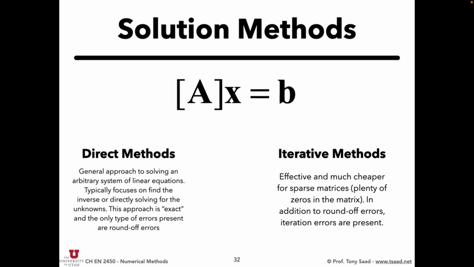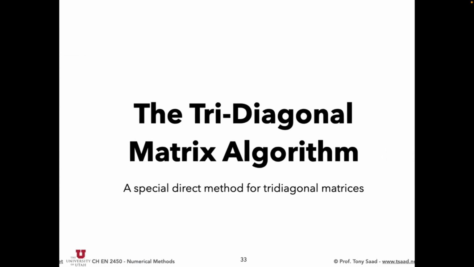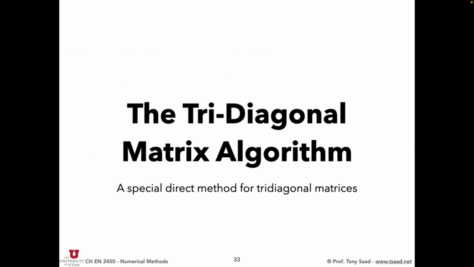Now, sticking with direct methods, it just so happens that some systems of equations have a certain unique structure for which there are very efficient direct methods. We learn about only one efficient direct method, called the tri-diagonal matrix algorithm. Do you want to guess where the word comes from? Tri-diagonal matrix.